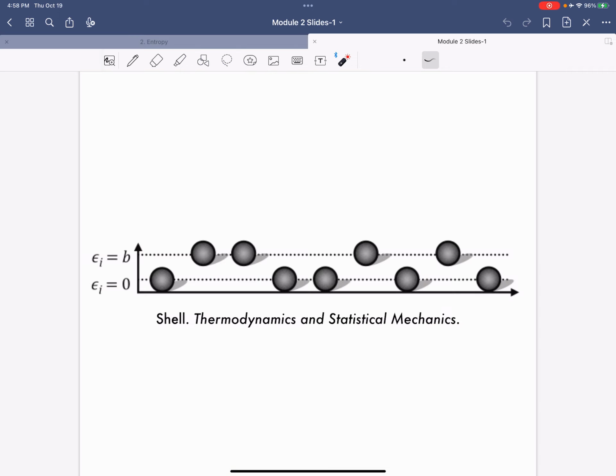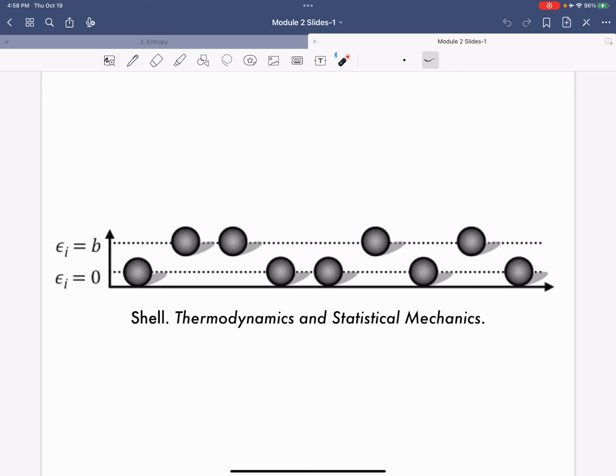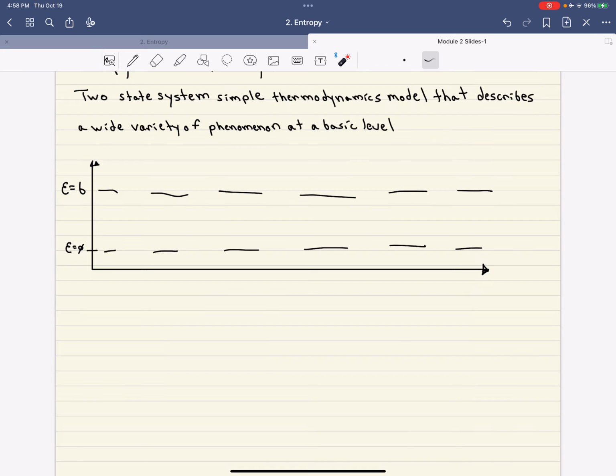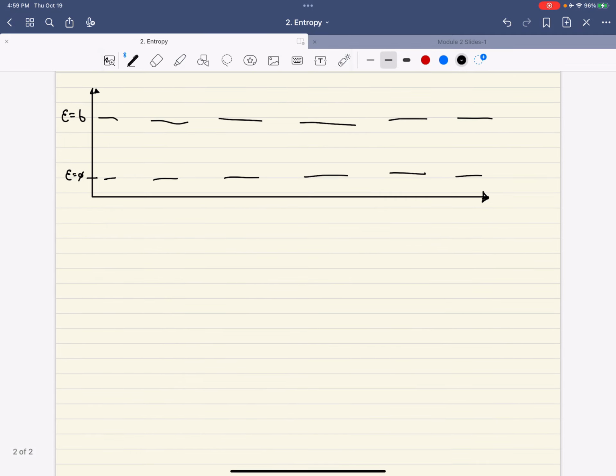Here's an example from the textbook of a couple of molecules organized into this two-state system. You can see that some molecules are in the ground state and some molecules are in that excited state. Each molecule has an energy associated with it, but the overall energy of the system, the internal energy, is going to be the summation of the individual energies of each of the different molecules. Okay? That's the premise of the two-state system.